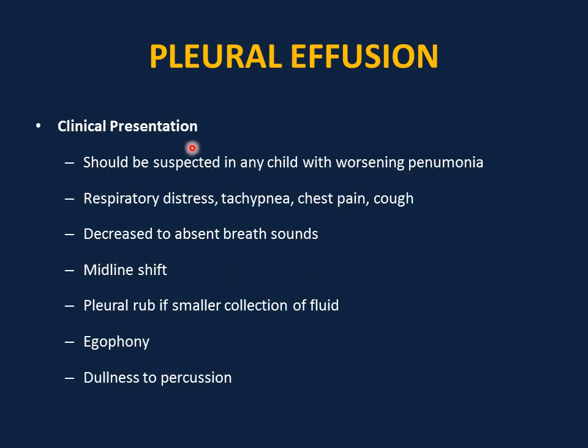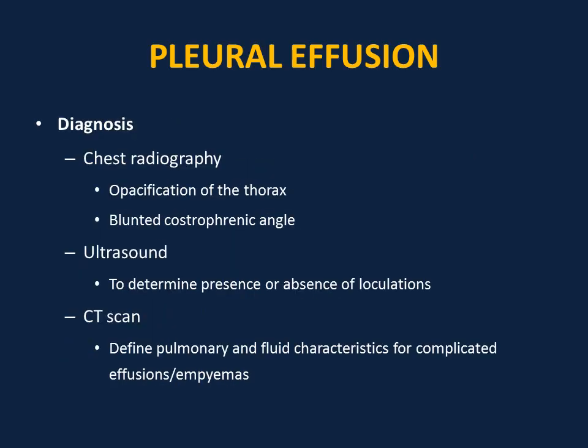Clinical presentation: pleural effusion should be suspected in any child with worsening pneumonia, respiratory distress, tachypnea, chest pain and cough, decreased or absent breath sounds in the affected side, mid-line shift, pleural rub if a smaller collection of fluid, egophony, dullness to percussion. Diagnosis: at chest radiography, you will see opacification of the thorax and blunting of the costophrenic angle.